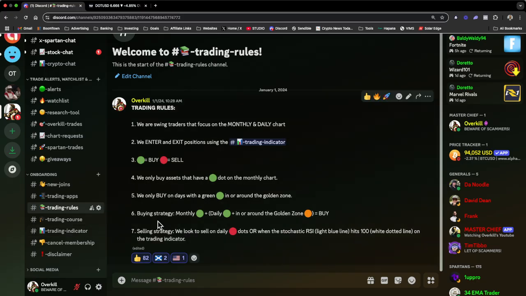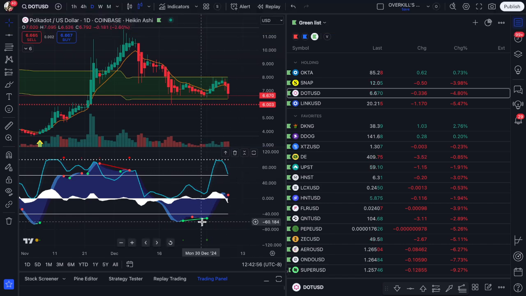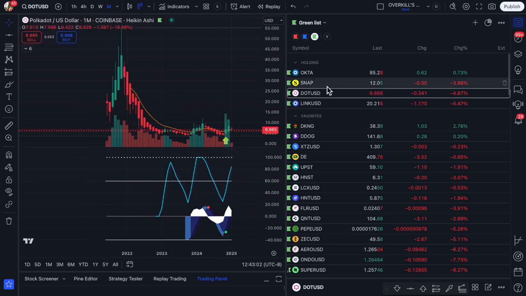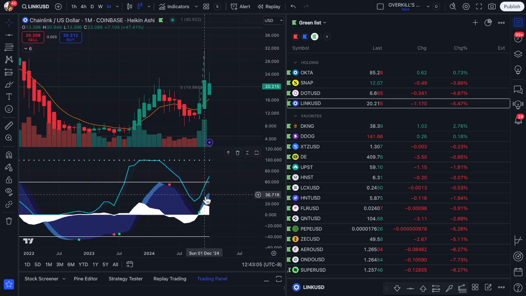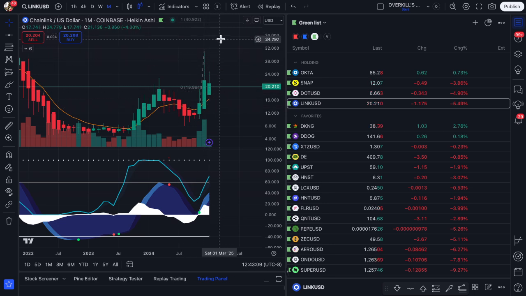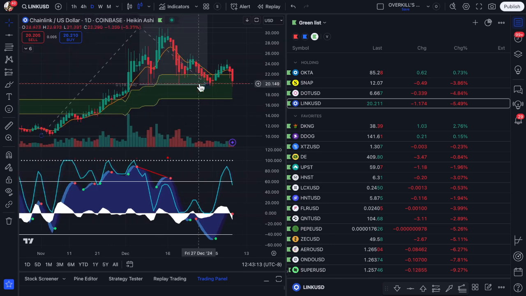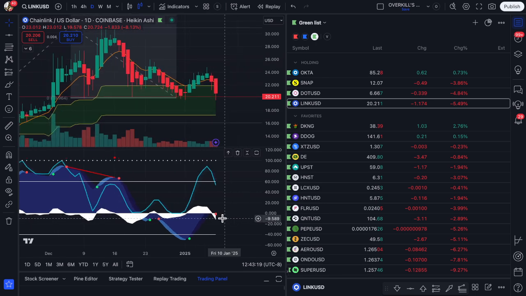So what we want to do when it comes to the strategy is enter on these green dots down here, right, with the wave down here inside the golden zone, as long as the monthly dot is green. Okay, you can see Link also has a green dot on the monthly. What direction is Link going on a monthly basis? It's going up here. Okay, if you look at the daily, where's it at? It's sitting right in the golden zone. We should be adding here. Okay, we should be adding here. Okay, and you're going to get another place to add again on Link once you get that green dot confirmation.